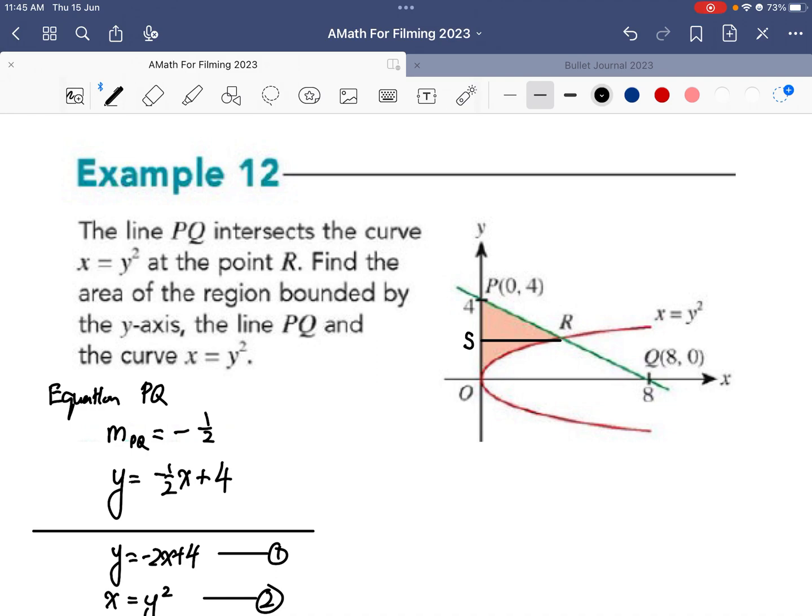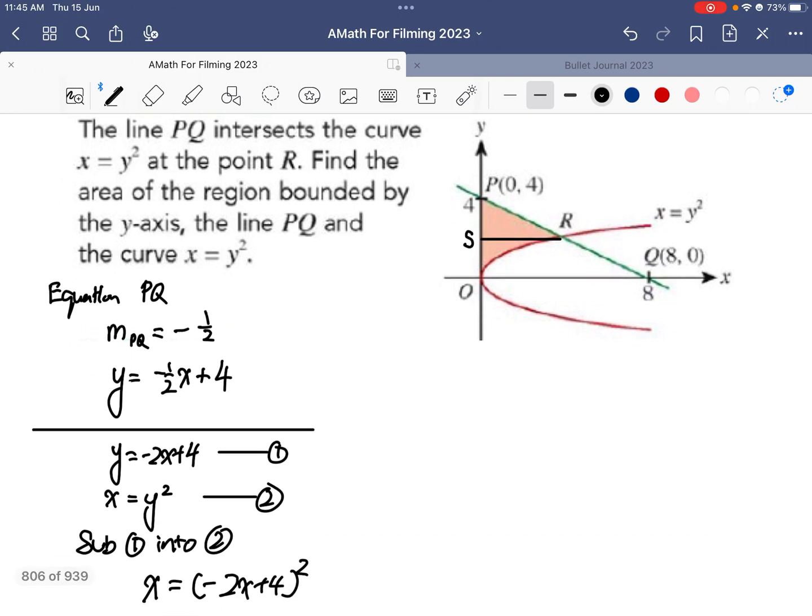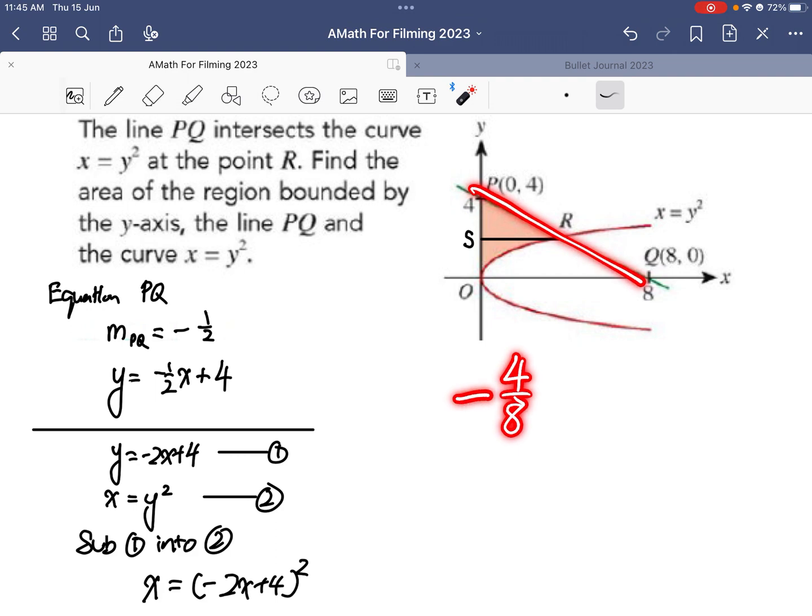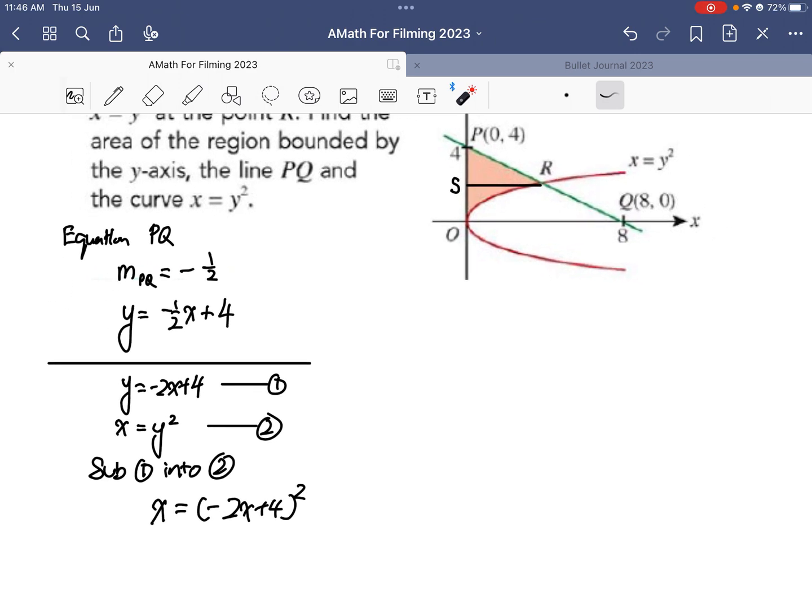So now in order for me to find the coordinates of R, what I can do is to first find the equation of PQ. So now if you look at PQ itself, the rise is 4, the run is 8, so the gradient is 4 over 8. It's going downwards, so it's negative 4 over 8. The gradient is negative half, as I've written here. So the equation of PQ is y equals negative half x plus 4. Very clearly, the y-intercept here is 4. So I found the equation of PQ.